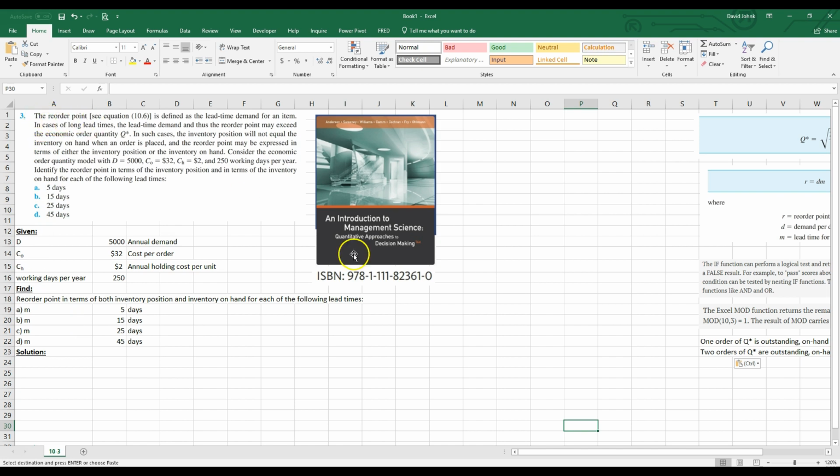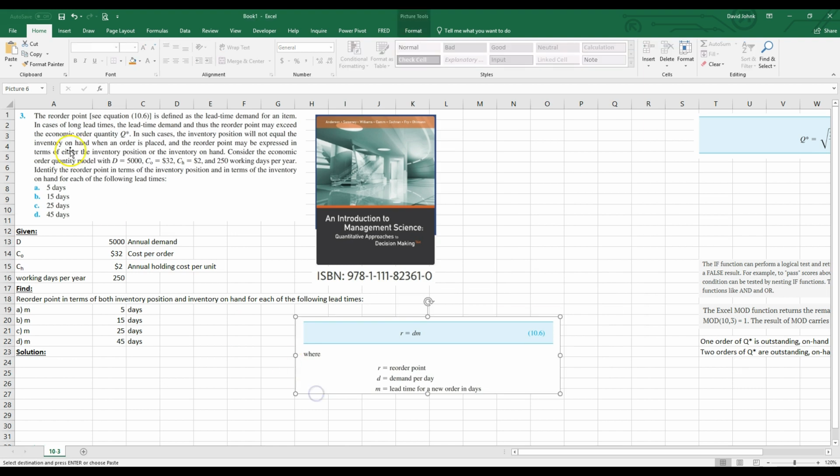It says the reorder point, see equation 10.6, which is this equation right here, is defined as the lead time demand for an item. So this gives you the minimum inventory you have to have before you can reorder. In cases of long lead times, which is the M, the reorder point may exceed the economic order quantity. In such cases, the inventory position will not equal the inventory on hand when the order is placed. And the reorder point may be expressed either in terms of inventory position or inventory on hand.